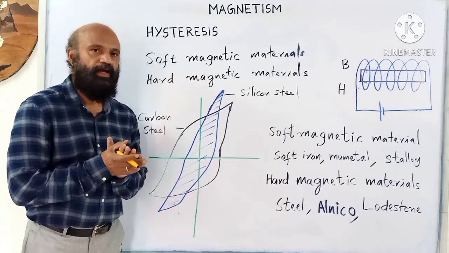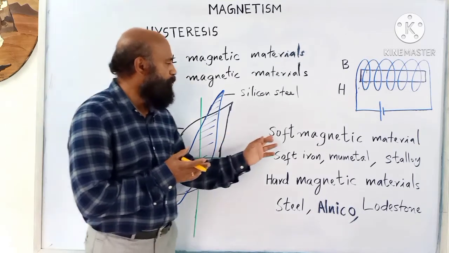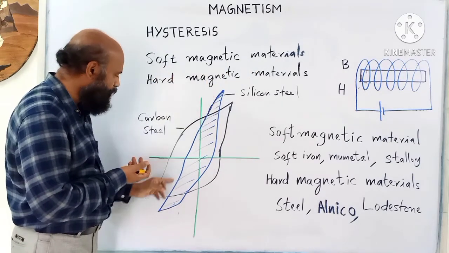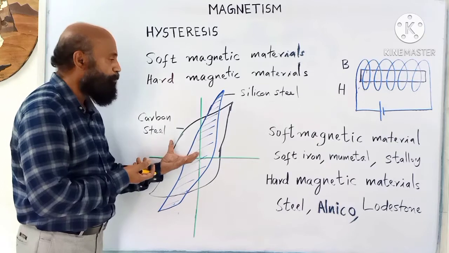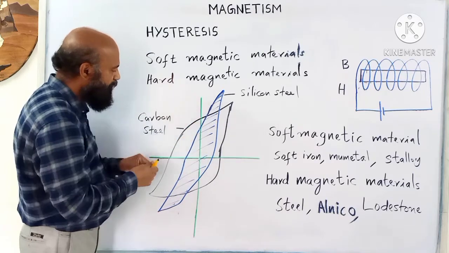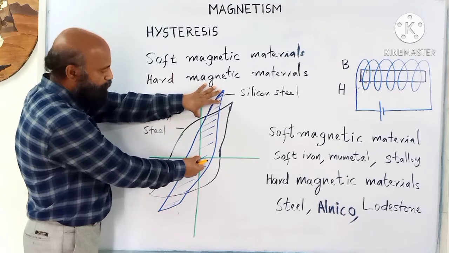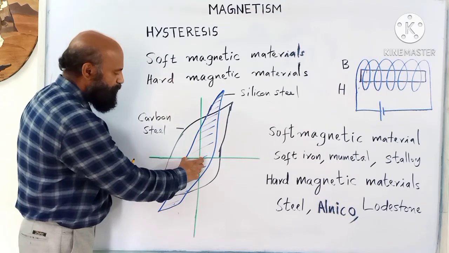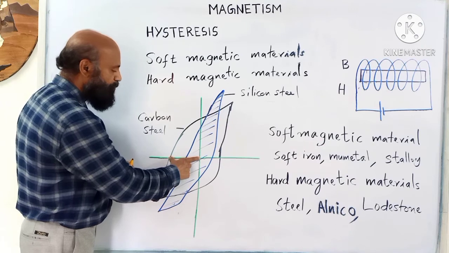Based on the shape and size of the hysteresis loop, ferromagnetic materials can be divided into two: soft magnetic materials and hard magnetic materials. For soft magnetic materials, the area of the hysteresis loop is less, and for hard magnetic materials, the area of the hysteresis loop is large. Retentivity is less for soft magnetic materials and more for hard magnetic materials. Coercivity is less for soft magnetic materials, and for hard magnetic materials, coercivity is more.